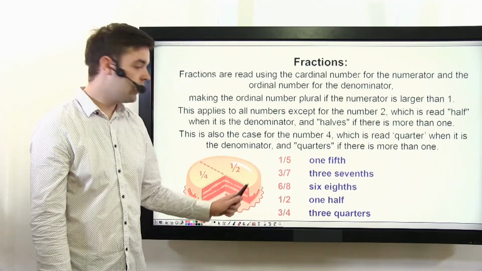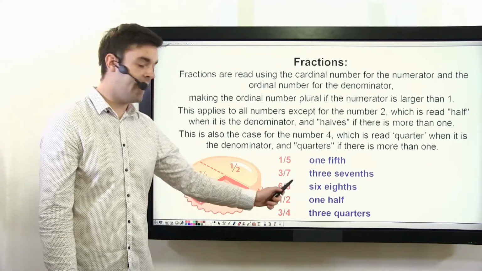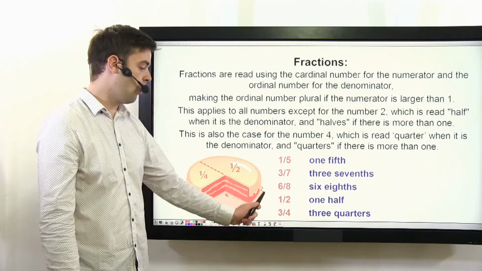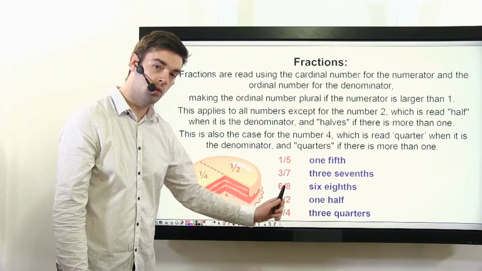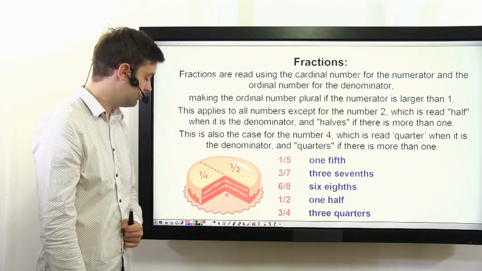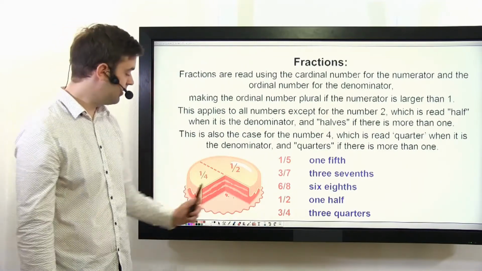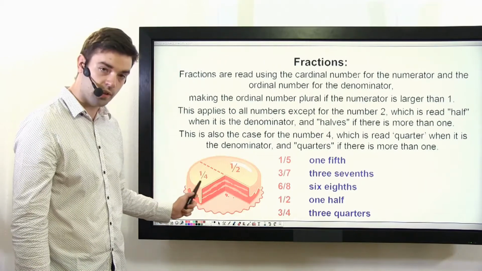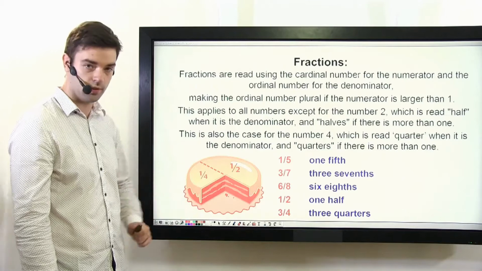1/5, 3/7, 6/8, 1/2, and 3/4. Here we have half a cake and a quarter of a cake. 1/2, 1/4.